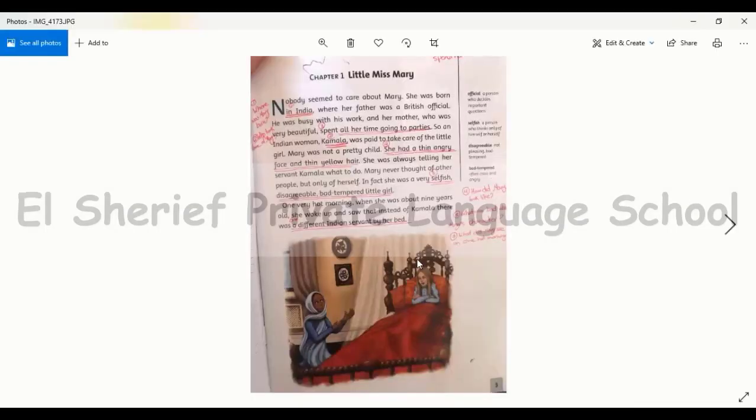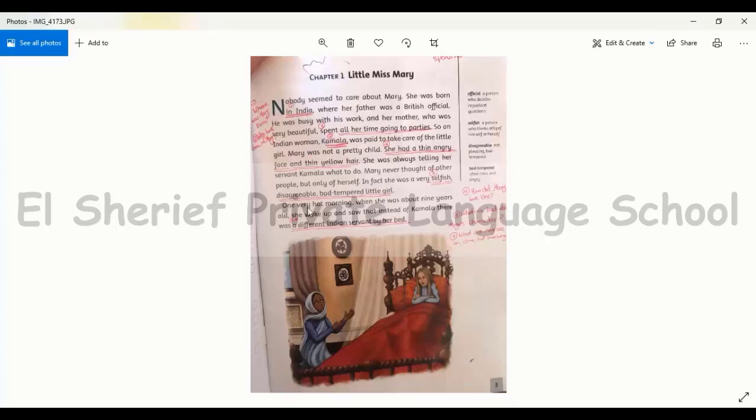Okay, so let's start. Chapter 1 is called Little Miss Mary. First, let's look at the picture. What can you see, Graces? Okay, I think you can see here. Here is Mary. Mary is in her bed, and next to Mary there is a servant. Do you think this is Kamala, her servant? We don't know. Let's start reading.